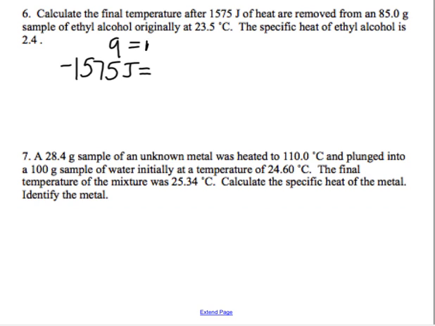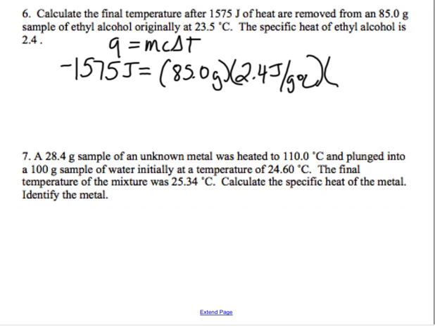So again, I'm using Q equals MCΔT here. My mass of sample is 85.0 grams. My specific heat of the sample of ethanol, it's not 4.18. It's 2.4 joules per gram degree Celsius. And my final temperature, what are we solving for? Calculate the final temperature. So you can do one of two things. You can just write delta T down, find out what the delta T is, and solve. I kind of just like to set it up all in one swoop.